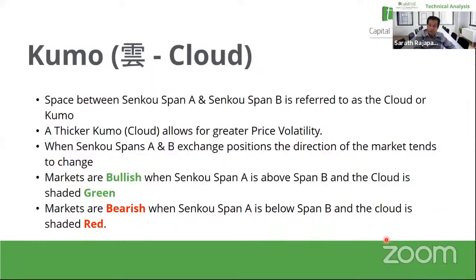Cloud has two borders, a green line border and a red line border. We call the green line border span A. The red line border, we call it span B. So as the cloud borders cross, the color inside the cloud also changes. When A is above B, it's a green cloud. When B is above A, it's a bearish cloud and it's red in color.